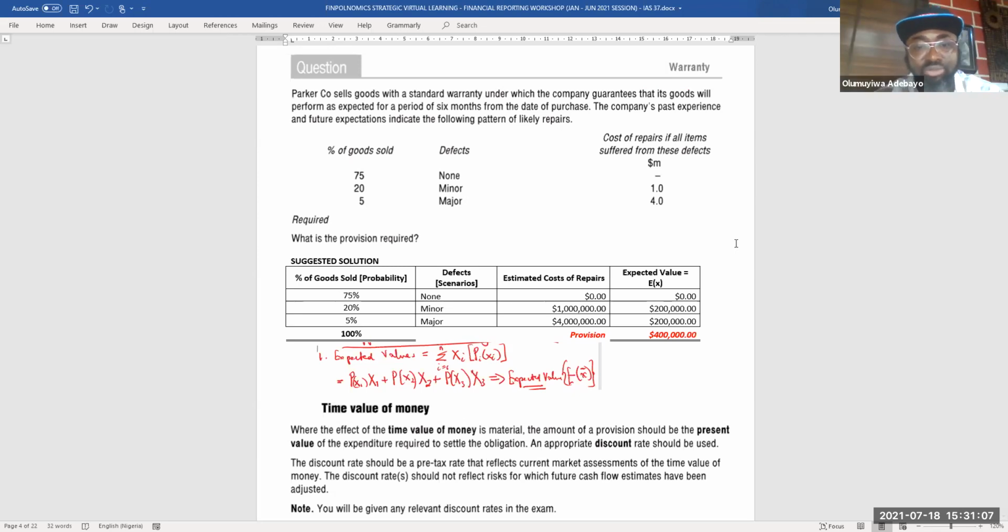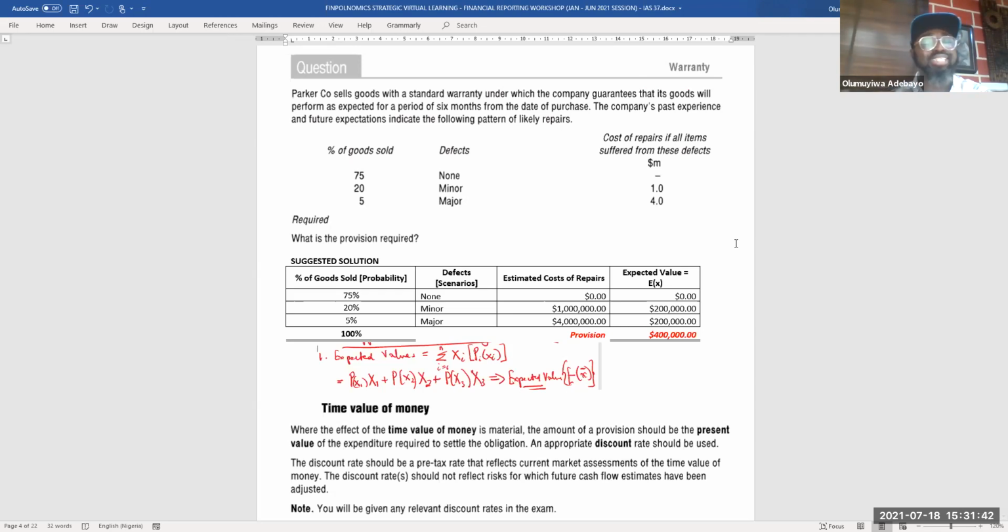Yes. Okay, that's why here we said where the effect of time value of money is material, and it is material from period of year 1 upward, the amount of provision should be the present value of the expenditure required to settle the obligation. And an appropriate discount rate should be used. And what is the appropriate discount rate? The discount rate that reflects the current measurement period, which means your reporting date, probably, and reflects market expectation as at that date.